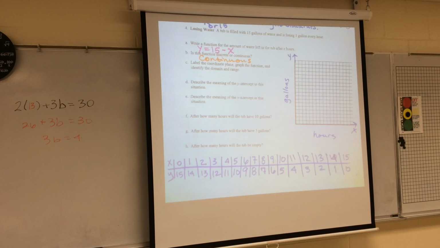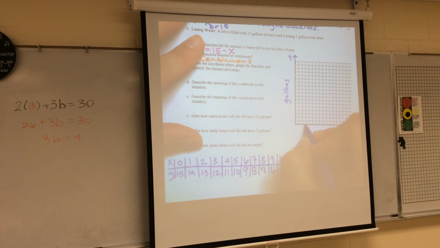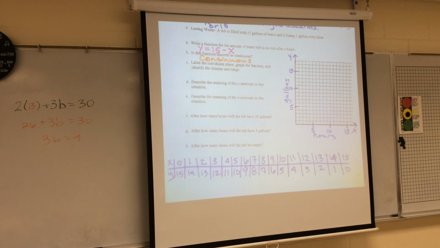All right, so 0 to 15, from experience on the last one, we have plenty of space to count by ones, right? So we got 1, 2, 3, 4, 5, 6, 7, 8, 9, 10, 11, 12, 13, 14, 15. So I'm going to go plot all of those points.